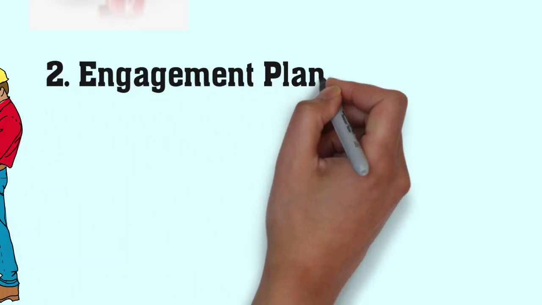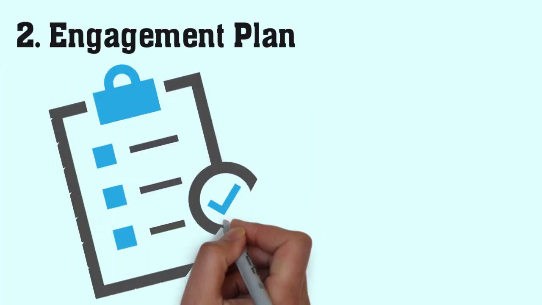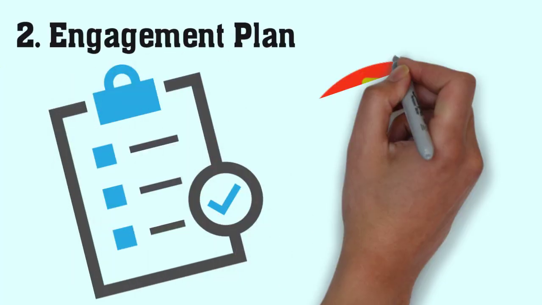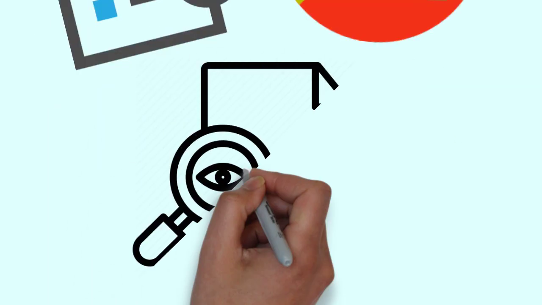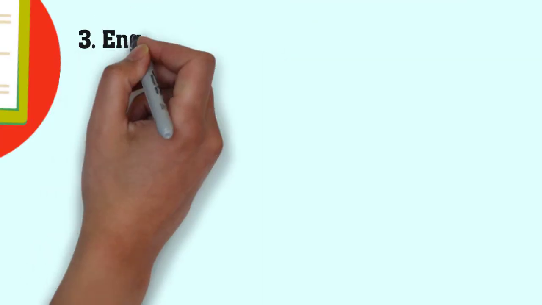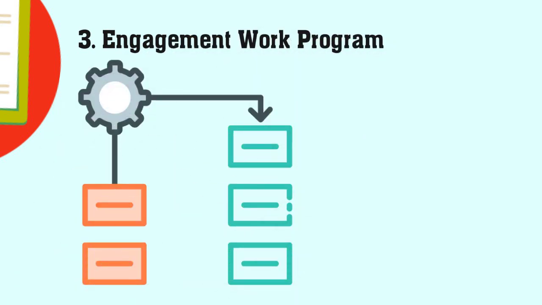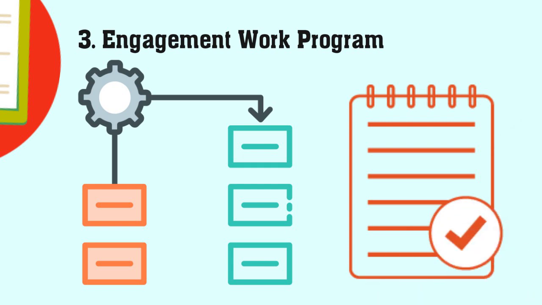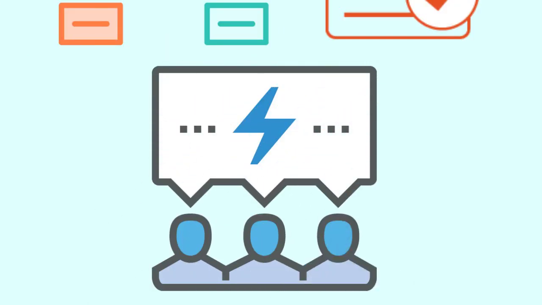Number two, engagement plan. For each engagement, the internal auditor develops an audit plan which is based on a detailed risk assessment of the engagement area and identifies the engagement objectives. Number three, engagement work program lists detailed procedures that should be conducted by the auditor to achieve specific audit objectives that will achieve the engagement objectives.